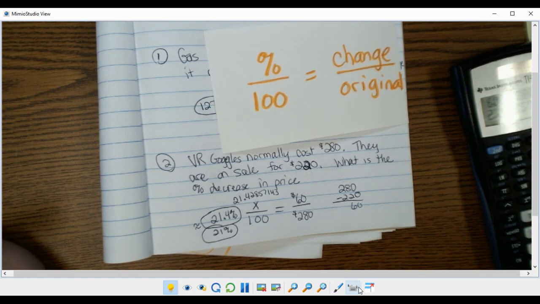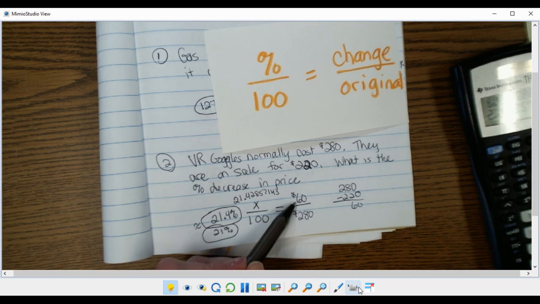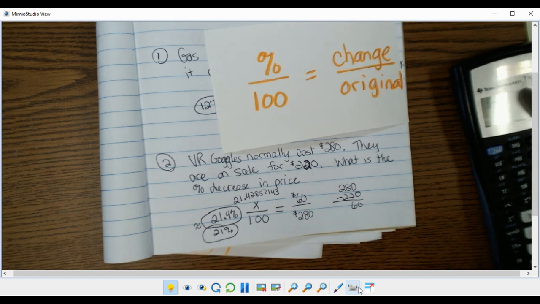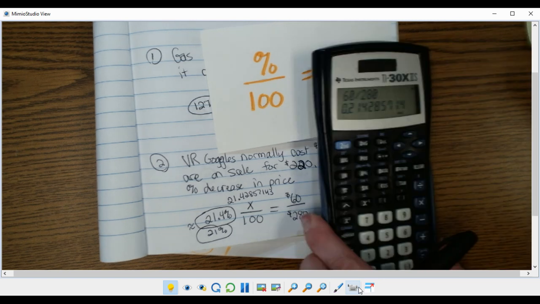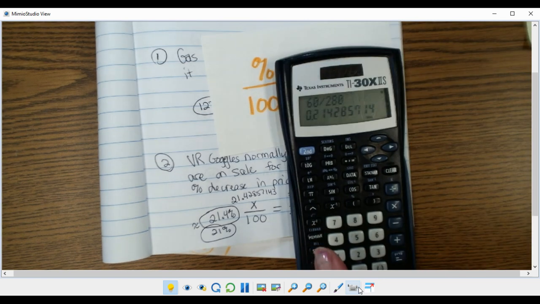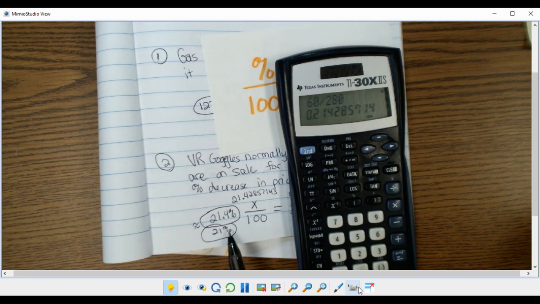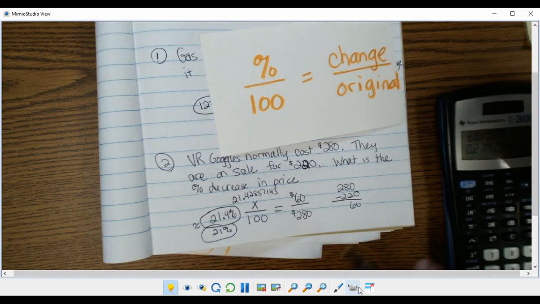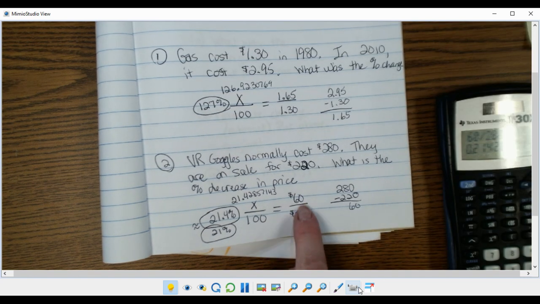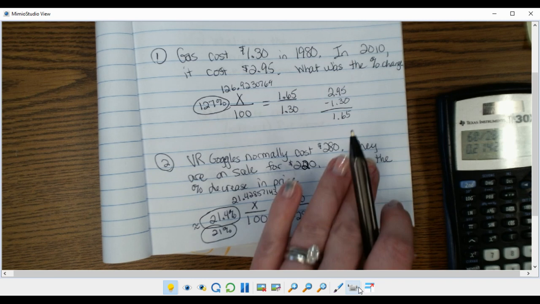Now there's another way. If cross multiply divide isn't your favorite, because this is a fraction, you can simply divide these. And you get 60 divided by 280. You're going to get that, but that's a decimal. We want it in a percent form. So then I simply scooch it twice, and I'm going to get that same 21.4%. All right, whatever works best for you. If you prefer to cross multiply, if you prefer to treat this as a fraction, either way is okay.